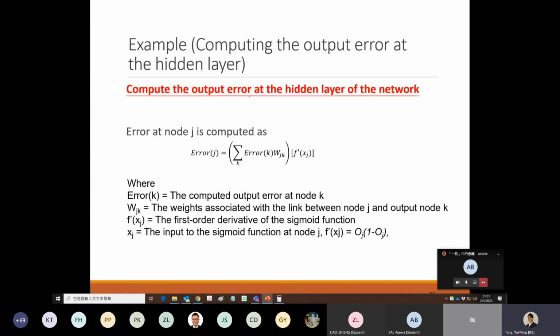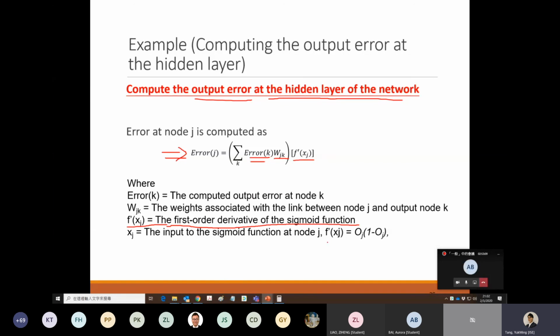Similarly, how can we calculate the error at the hidden layer? In order to calculate the error for the hidden layer, we need to use this equation, just similar to the previous one. The error is equal to the error of the output K. If you have more than one output K, then you need to do the summation. But in this case, you have only one output, so we are not required to do the summation. This is the weight connecting loop J and loop K, and this is the first derivative of the sigmoid function for loop J.